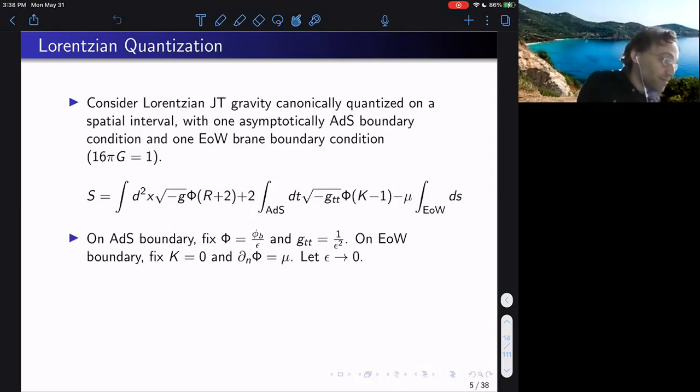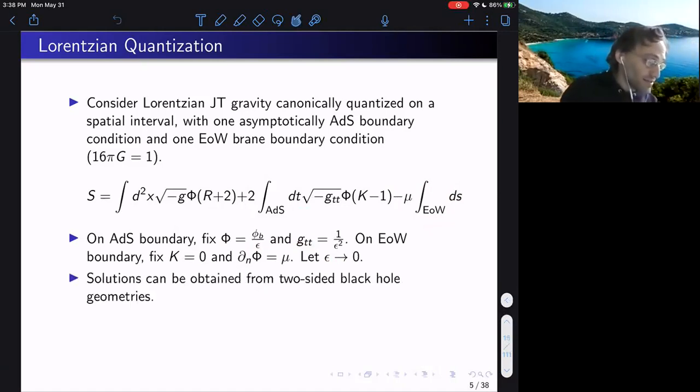On the AdS boundary, we're going to choose Dirichlet boundary conditions for the dilaton and the metric, as shown. And on the end-of-the-world brane boundary, we choose Neumann boundary conditions, where we fix the extrinsic curvature to be 0. We fix the normal derivative of the dilaton to be mu. And then epsilon going to 0 is just taking the AdS limit.